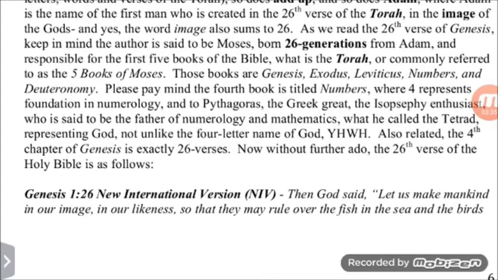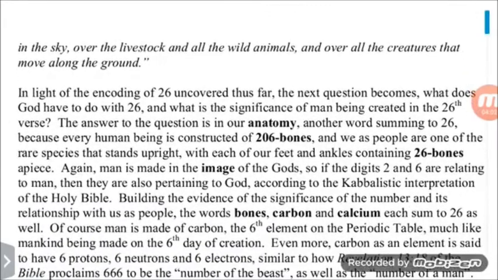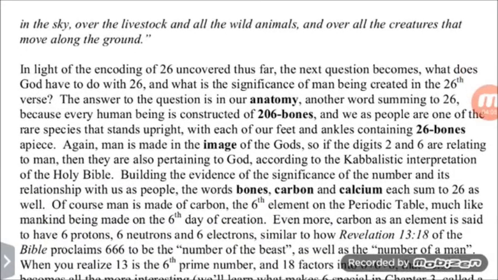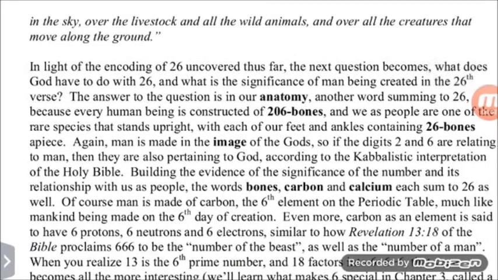Now, without further ado, the 26th verse of the Holy Bible is as follows. Genesis 1:26, New International Version, NIV. Then God said, "Let us make mankind in our image, in our likeness, so that they may rule over the fish in the sea and the birds in the sky, over the livestock and all the wild animals, and over all creatures that move along the ground."